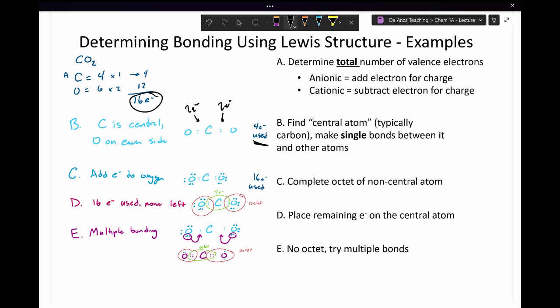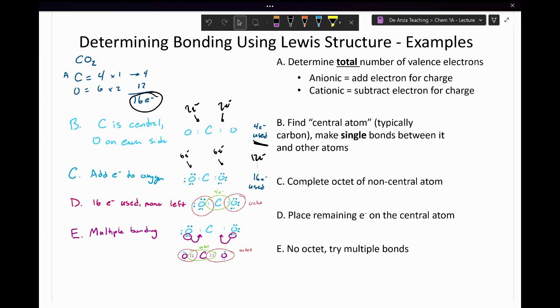And then we added electrons around our electronegative atoms. That would be oxygen. So we put 6 electrons around this oxygen, 6 electrons around this oxygen. So we used 12 new electrons. And at that point, we've used a total of 16 electrons. So we've used all of our electrons. And then what we did is we looked at if our central atom had a full octet.